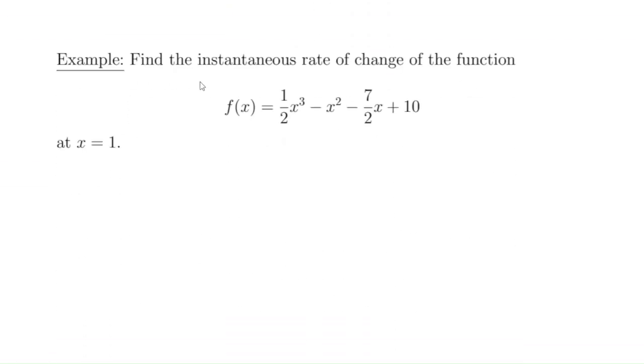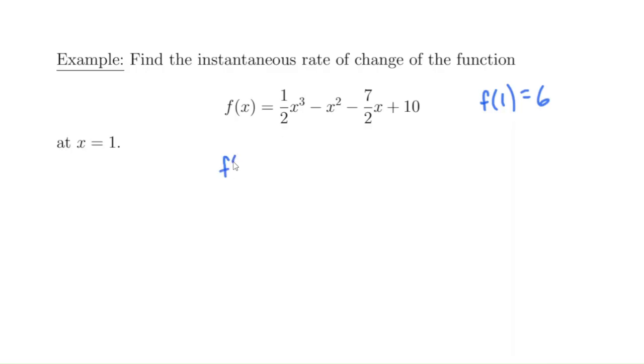Find the instantaneous rate of change of the function f of x equals 1/2 x cubed minus x squared minus 7/2 x plus 10 at x equals 1. So what we really need to find is f prime of 1. Now f of 1, just in case you're wondering, if you plug it in and work out all the details, f of 1 ends up being 6. But that actually doesn't matter for the rate of change. That just tells us that the graph has a height of 6 at x equals 1, or in other words, the point (1, 6) is on the graph. The question though is what is f prime of 1?